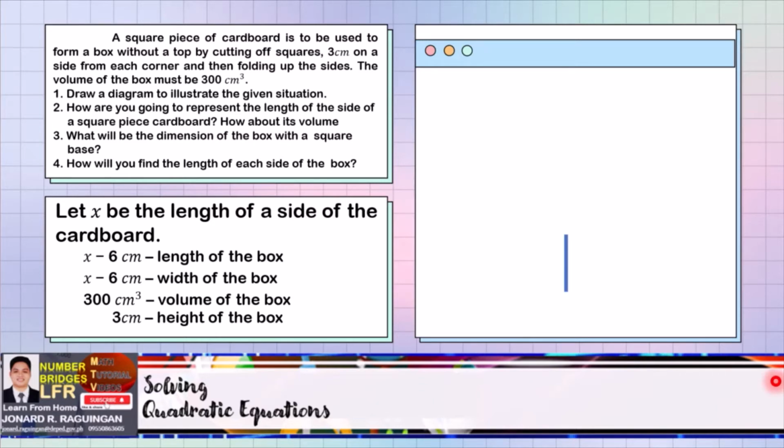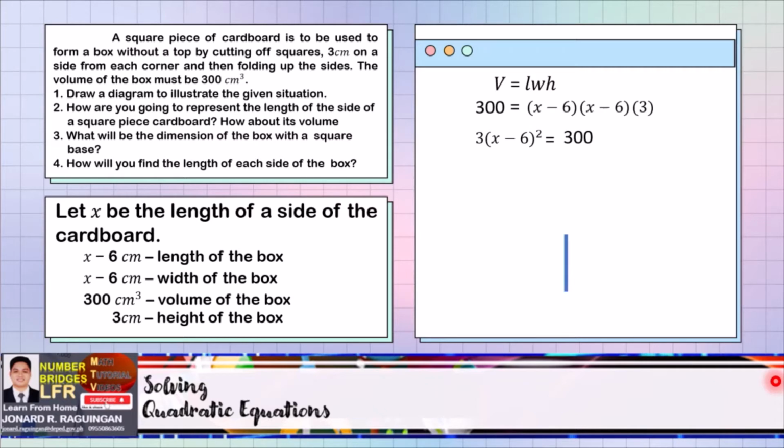In computing the volume of the box, we use the formula: volume is equal to the length times the width times the height. The volume, 300 cubic centimeters, is equal to the length, x minus 6, times the width, x minus 6, times the height, which is 3 centimeters. Simplifying the equation, we have 3 times (x minus 6) raised to 2 is equal to 300.